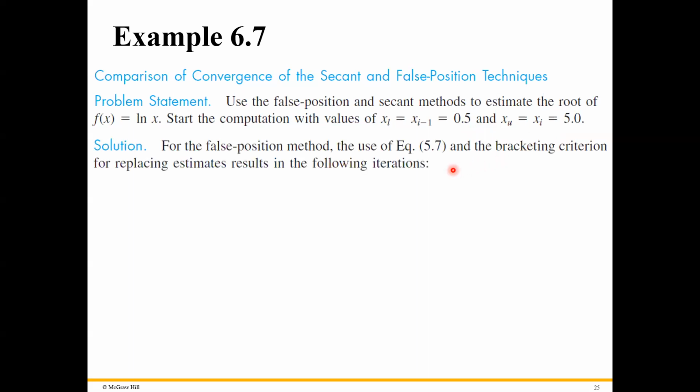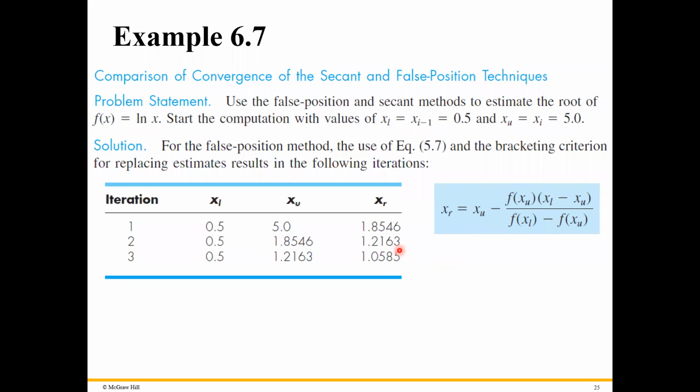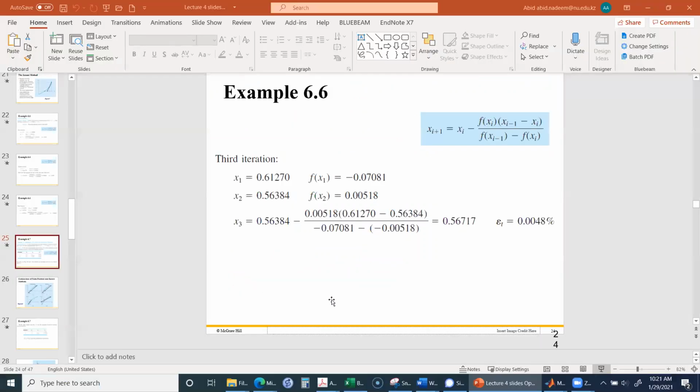So by the false position method, we can use the equation in the 5th chapter, which is of the same pattern as the secant method. Okay, the pattern of the equation is the same. Then if we apply this method, then we get these results. So let's do it on Excel.